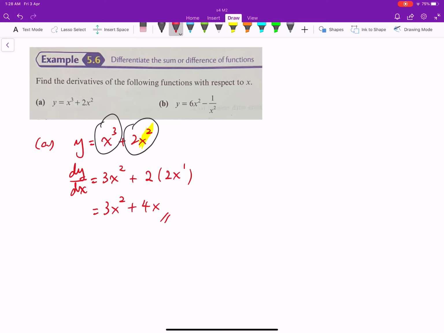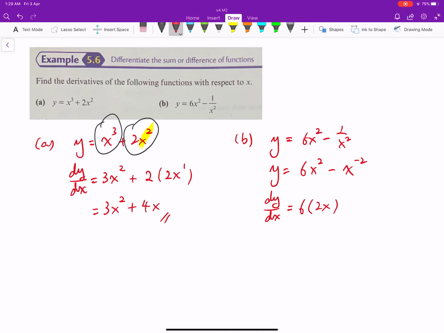And then for part B, now we look at the question: 6x squared minus 1 over x squared. As I said before, we better change it to the form x to the power n first. So we change it to this one. Again, we apply the rule. So 6, we keep it, and then x squared, we get 2x to the power 1. You can simply write 2x instead of 2x to the power 1. And then minus, here we get negative 2, and then x to the power negative 3 for the index.